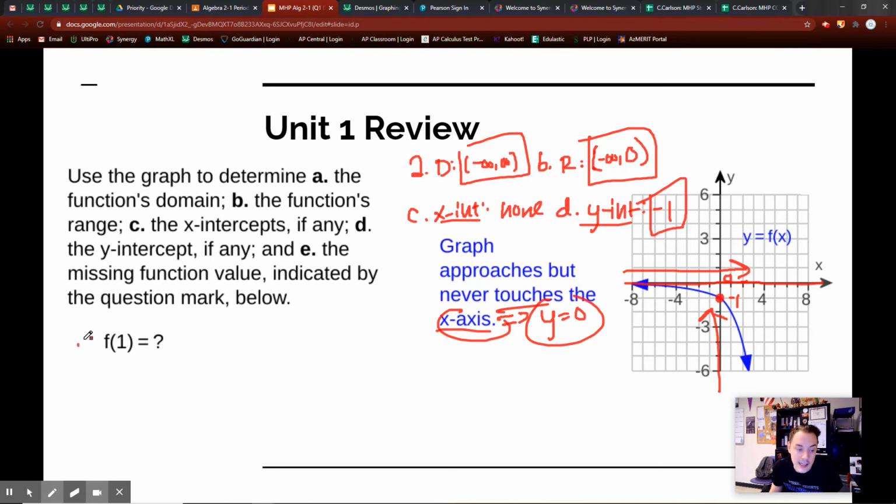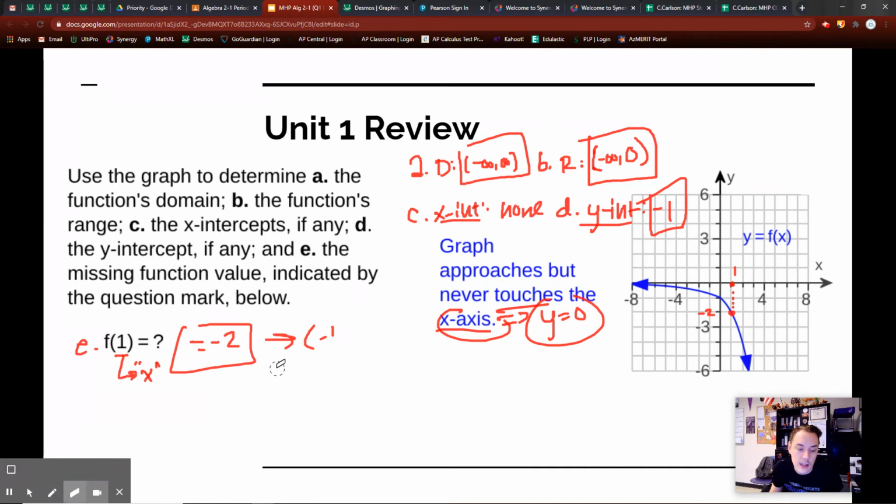Awesome. Now E. E is my missing function value, f of 1. So f of 1. Let's erase all this so you can kind of see it clearly. F of 1. What is f of 1? F of 1, remember, is my x value. This means x is 1 right here. Okay, that's what I want. Where does it cross? Where does it hit? What's that y value? Negative 2.